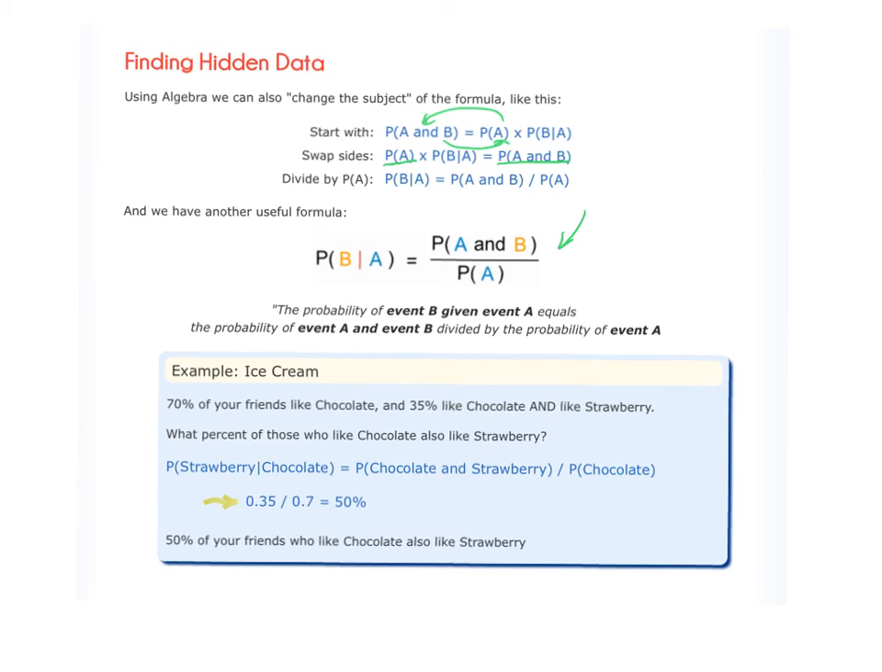And here's an example. 70% of your friends like chocolate, 35% like chocolate and strawberry. What percent of those who like chocolate also like strawberry? So the probability of strawberry given chocolate equals the probability of chocolate and strawberry divided by probability of chocolate. So you plug in the numbers, and 50% of them like chocolate as well as strawberry. And I would count myself as one of those.